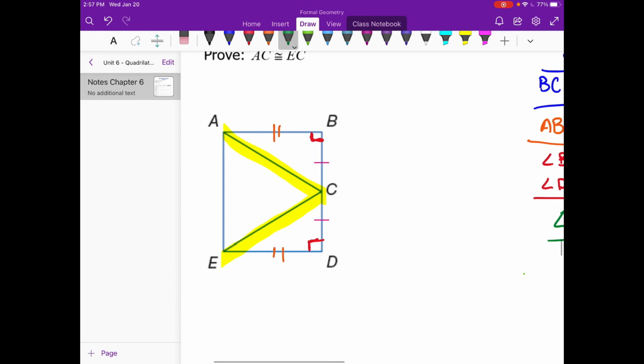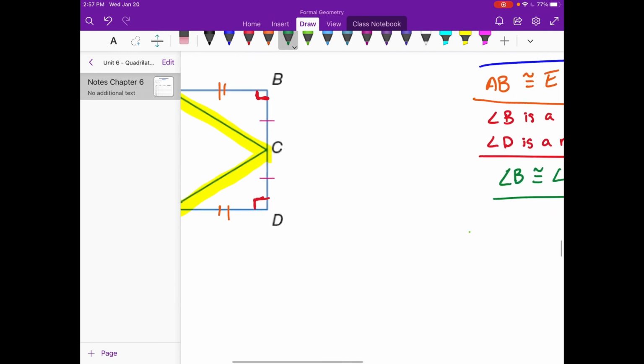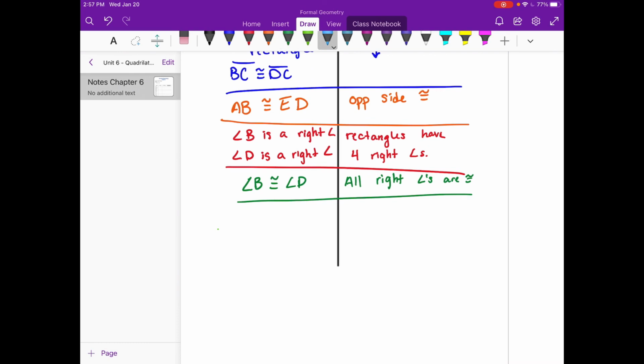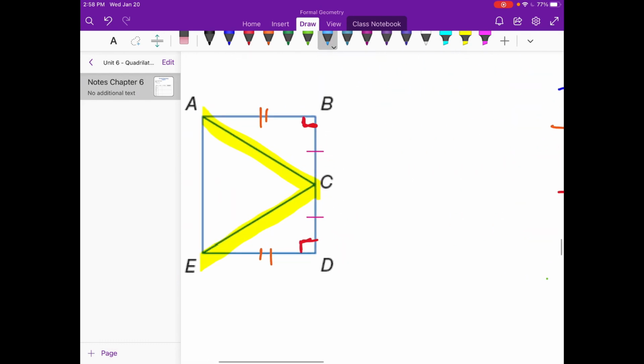So now I know that I have two sides and an angle, so I'm going to say that those triangles are congruent to each other. So, triangle ABC is congruent to triangle EDC. That is by side angle side congruency.